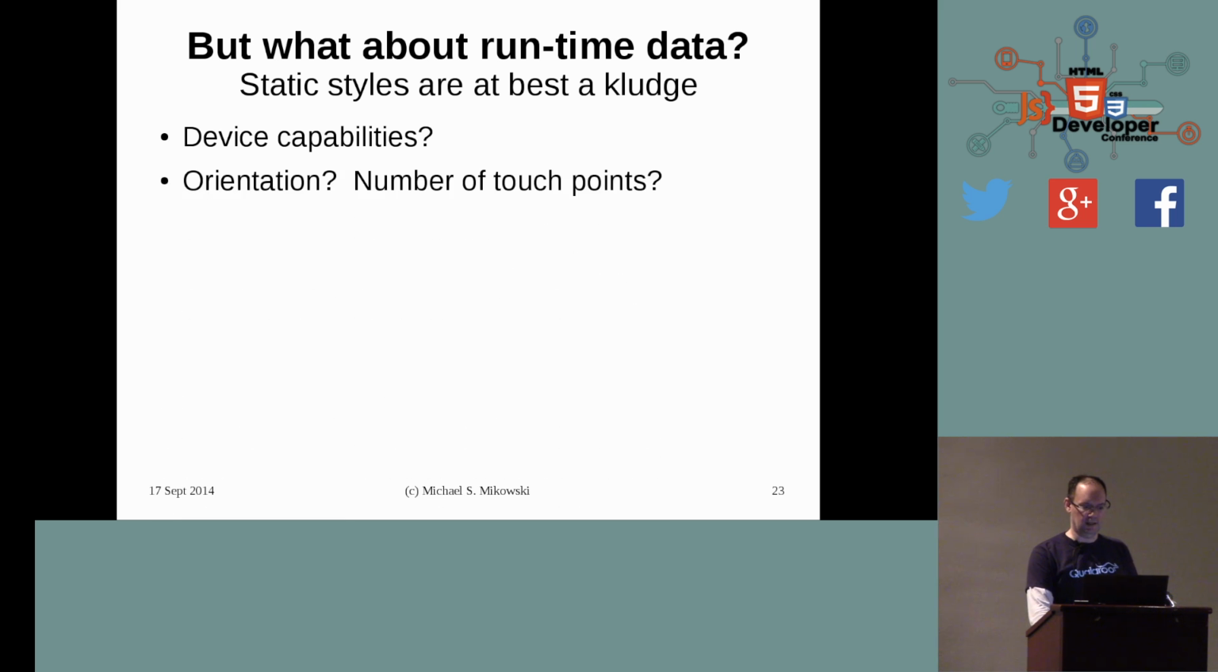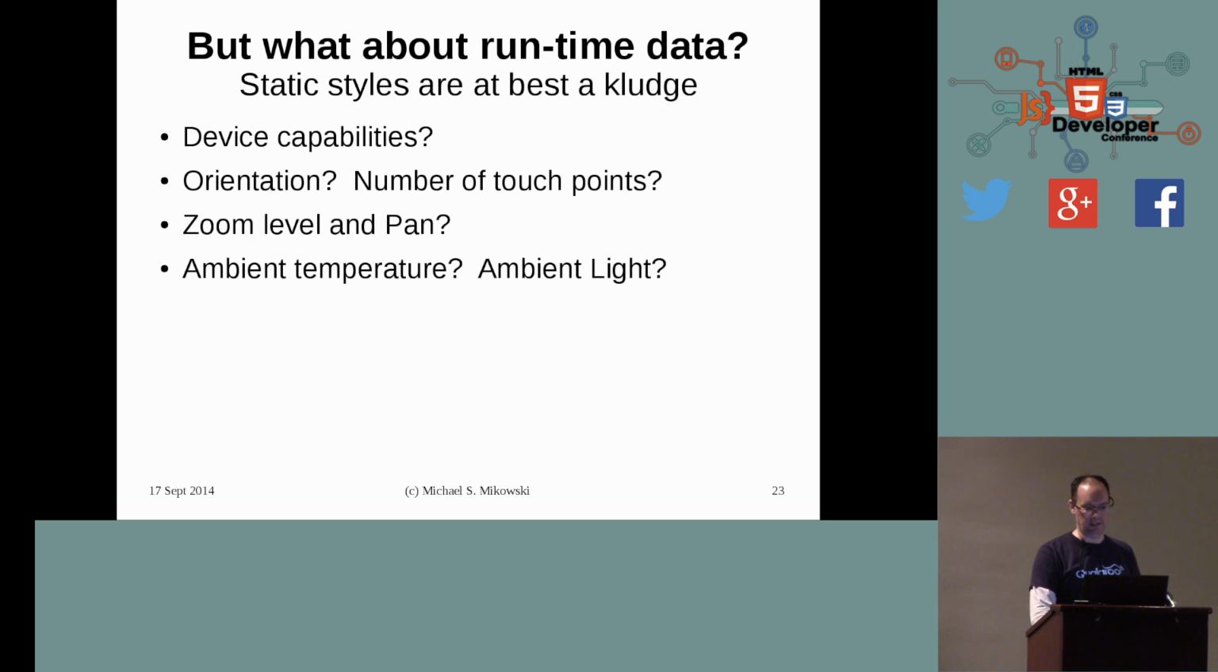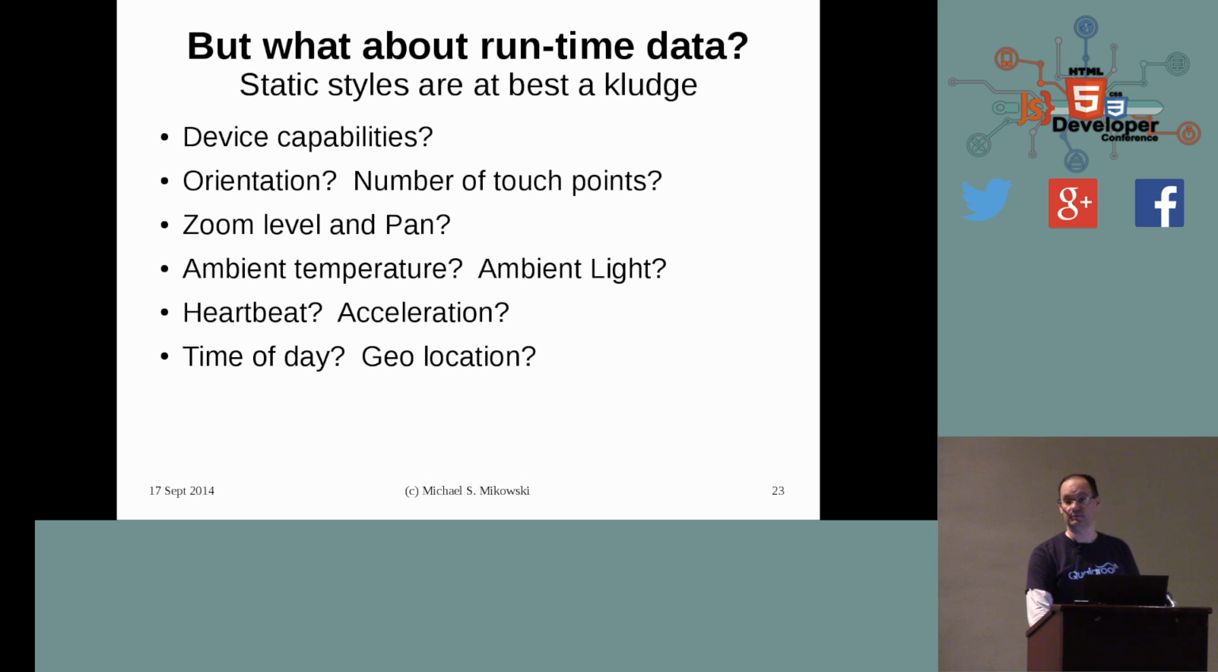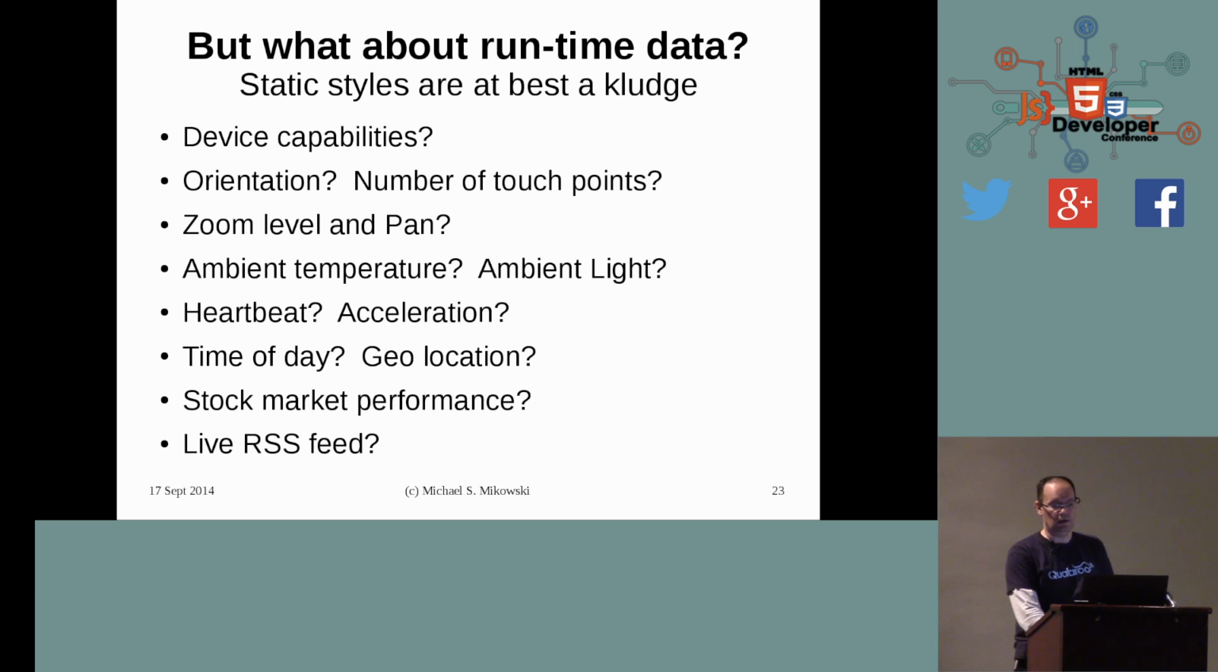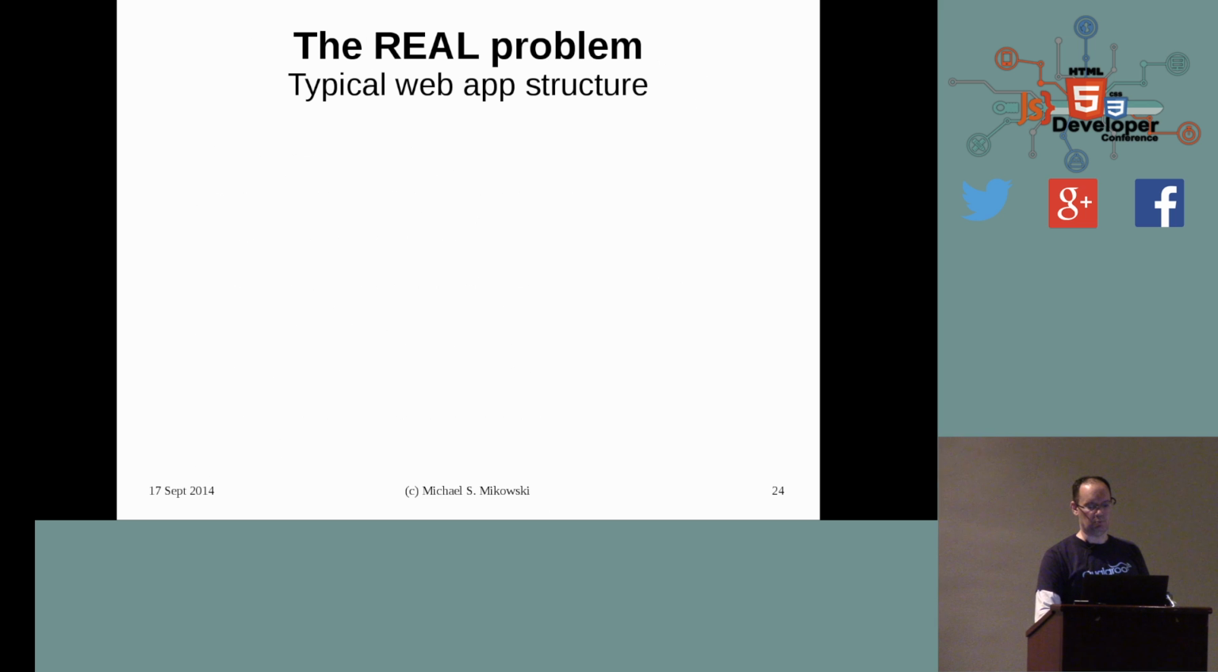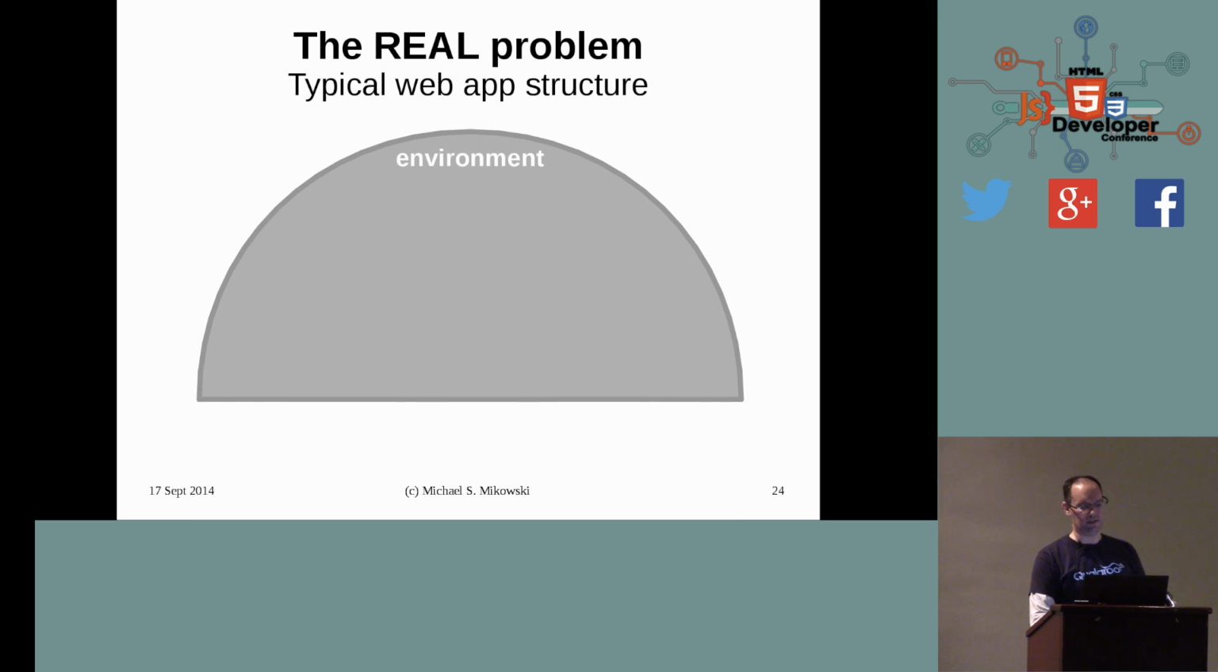And we dealt with it. How about orientation or number of touch points? Zoom and pan level, ambient temperature, ambient light. Heartbeat, that's a nice one, especially with all the health monitoring going out these days. Geolocation, stock market performance, all these things can be used to dynamically set styles, but we don't often do that these days, or only in very limited situations, because there's a problem with where CSS is generated.